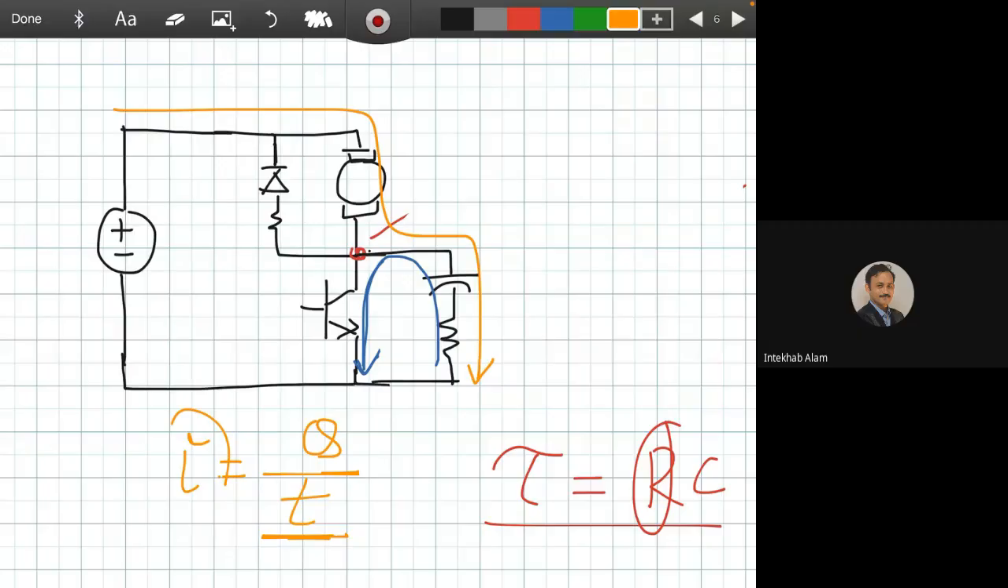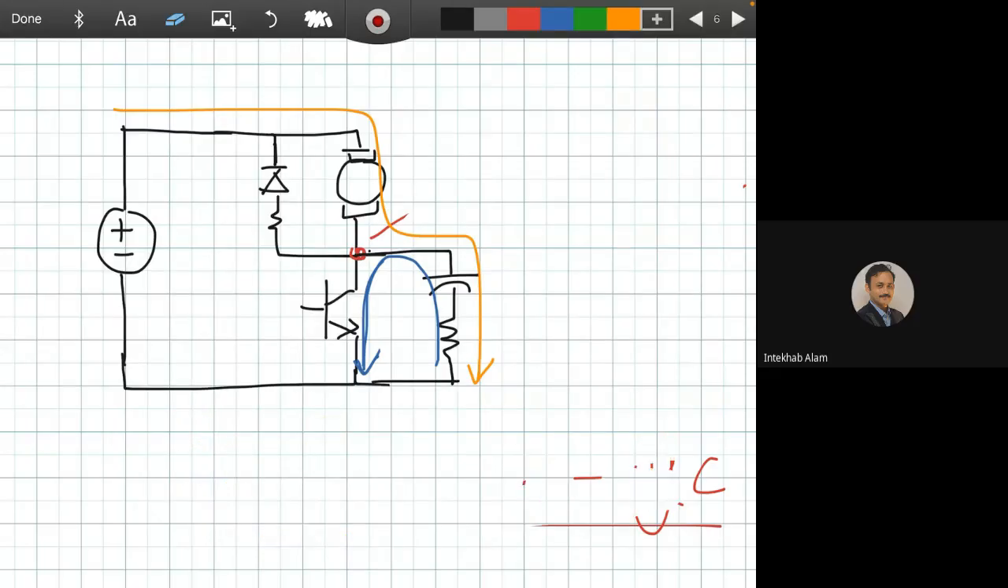So every time we have a loop. Next, how can we mitigate this problem? If we add a diode at this point, what will happen? Now the capacitor will charge through this short path. Do you accept?